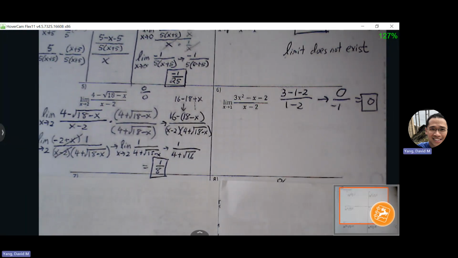Okay, so number 6 is a reminder. If I have a 0 over a non-zero, that is a real number. That is 0. So let's make sure we understand all the different variations of 0. 0 over a non-zero is 0. A non-zero over 0 is a vertical asymptote, and then 0 over 0 is a hole.